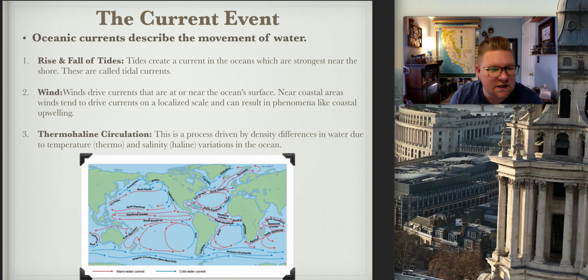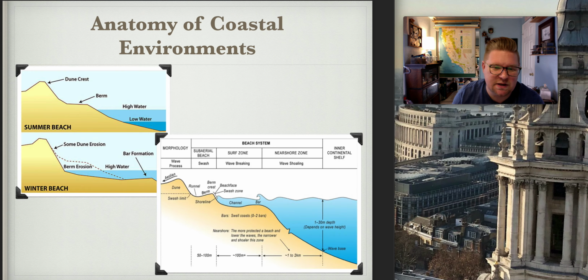So again, interesting stuff. I mentioned a little bit about seasons. So here are a couple of diagrams of the anatomy of coastal environments. Looking here, we have a summer beach and a winter beach. What's interesting is that during summer, the waves themselves, the energy is not as great. They crash, they're very slow, low energy, which actually slowly pushes sand up onto the beach face.